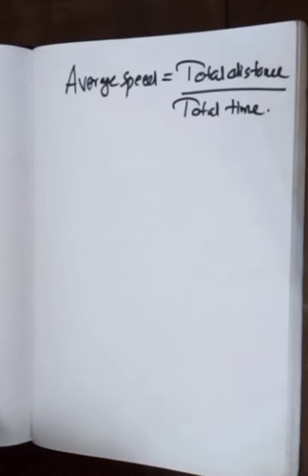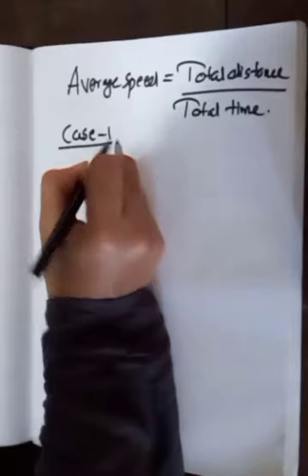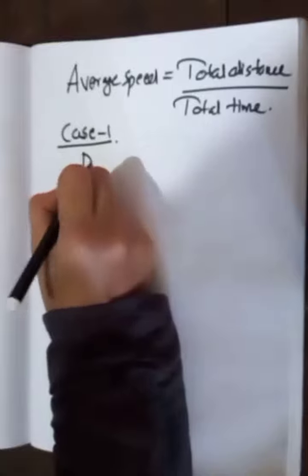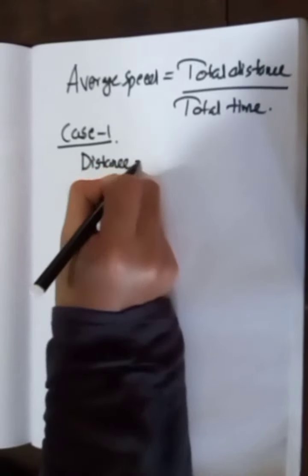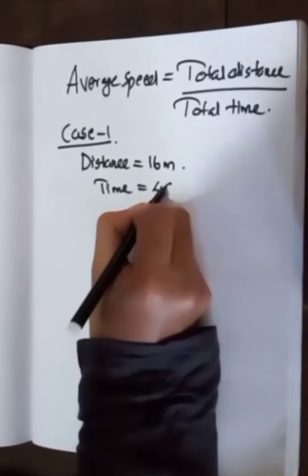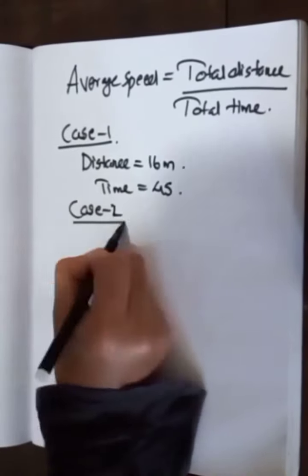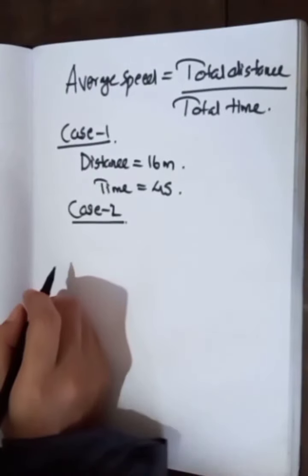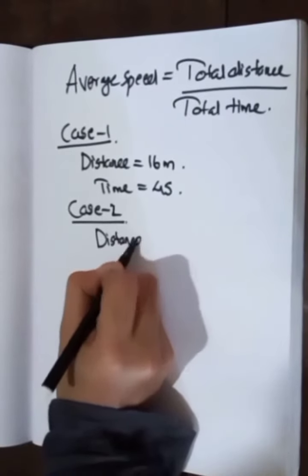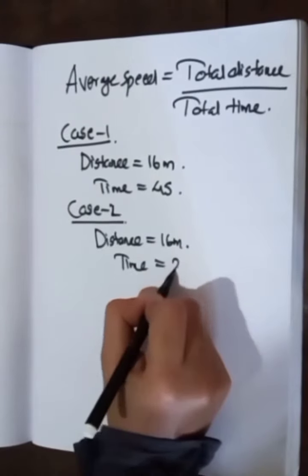We have to divide this question into two. That is, in case 1, the distance travelled is 16 meters in 4 seconds. That is, the distance is equal to 16 meters and the time is equal to 4 seconds. Okay, in the next case, case 2, that is 16 meters in 2 seconds. That is, distance is equal to 16 meters. Then time is equal to 2 seconds.